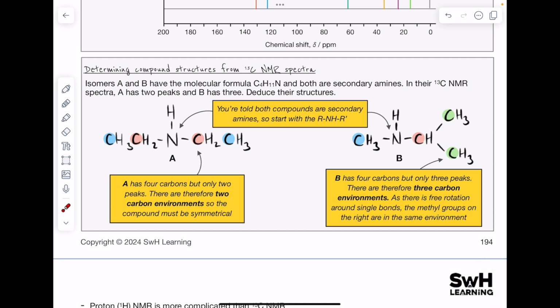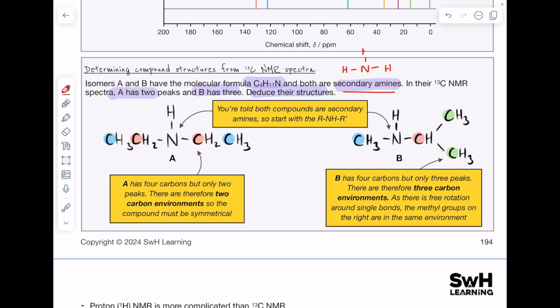Now let's have a look at another type of way they could ask you about this. So isomers A and B have the molecular formula C4H11N, and they're both secondary amines. In their 13 carbon NMR spectra, A has 2 peaks, B has 3, deduce their structures. So crucially, we've been told that these compounds are secondary amines.